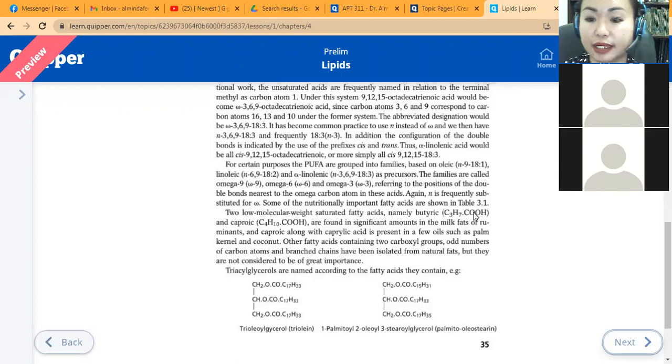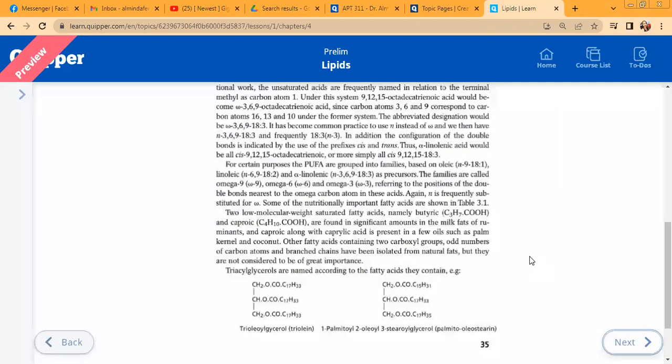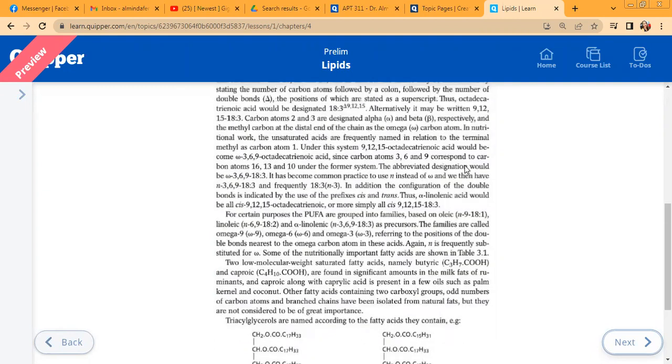Have you heard butyric? Have you heard Christine, Arias, Miguel? Wala. Of course, this is a fatty acid. Asa na ganitong butyric kanina? Sorry.